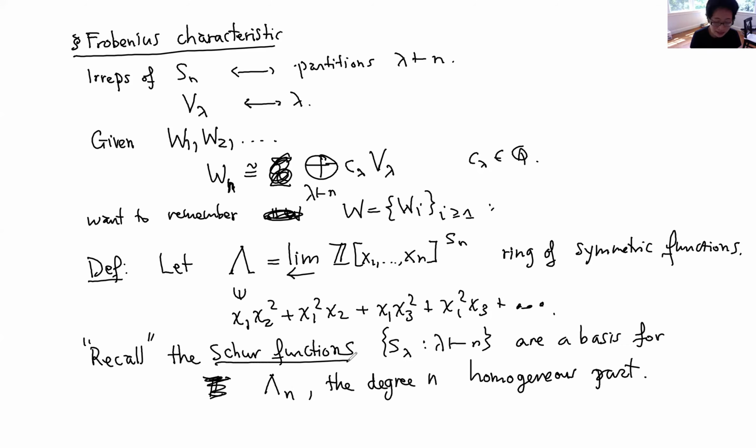And there are, like combinatorialists know, at least 5 different bases, at least after tensoring with Q, that are very natural and all very important. So the Schurs are one of them. Another one is the power sum symmetric function. So let me define the power sum symmetric function: p sub i is just the sum of the ith powers.